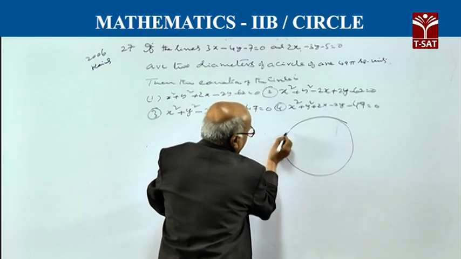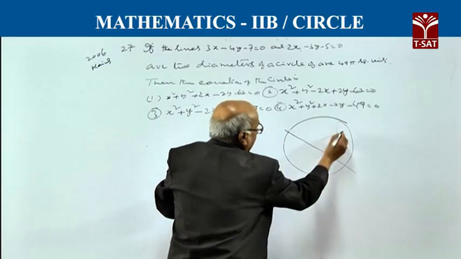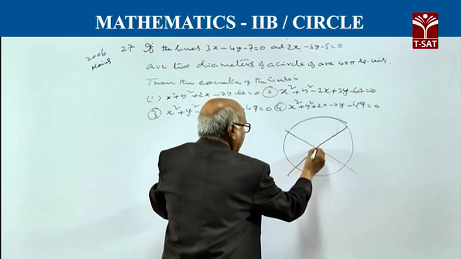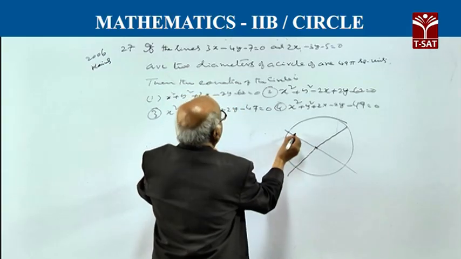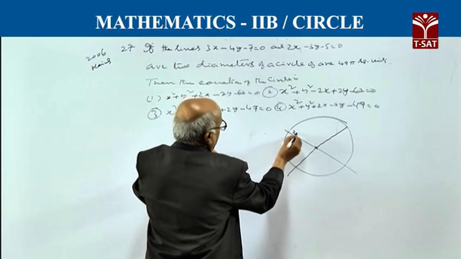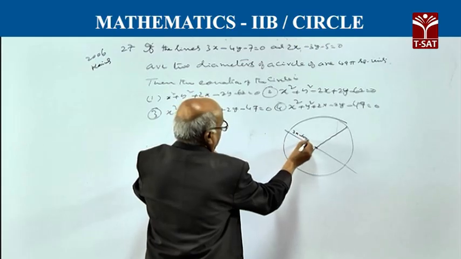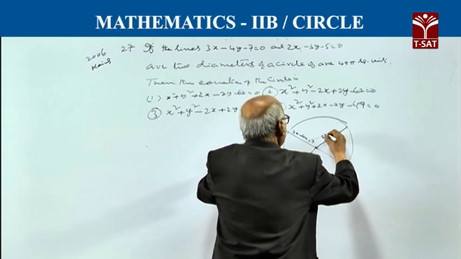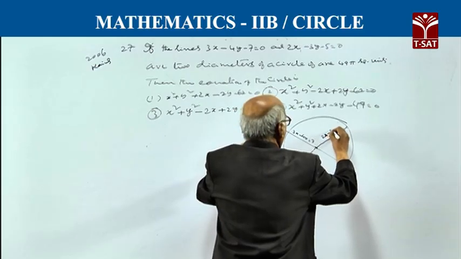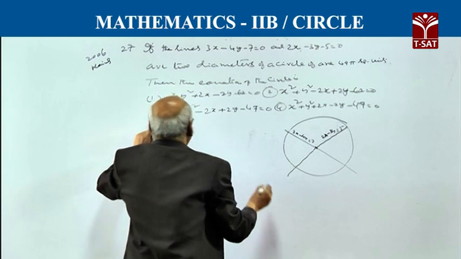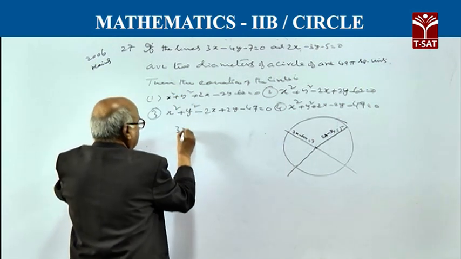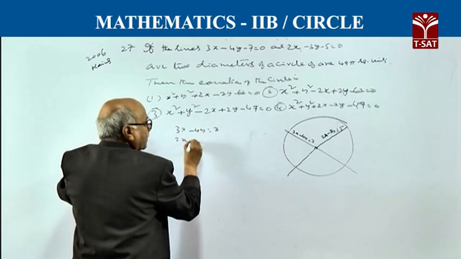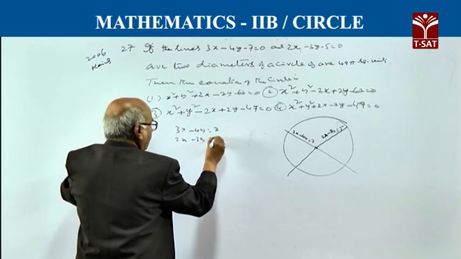So here the circle and center is, and all of you know that center of a circle is always the point of intersection of the diameters. So here the diameters are 3x minus 4y is equal to 7 and 2x minus 3y is equal to 5.